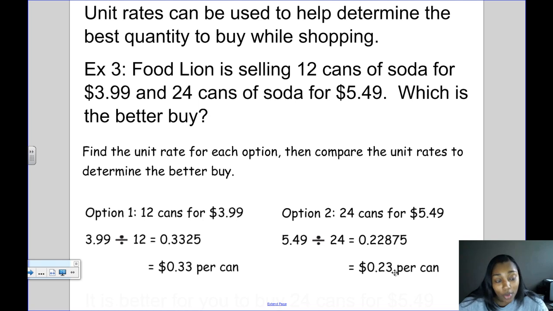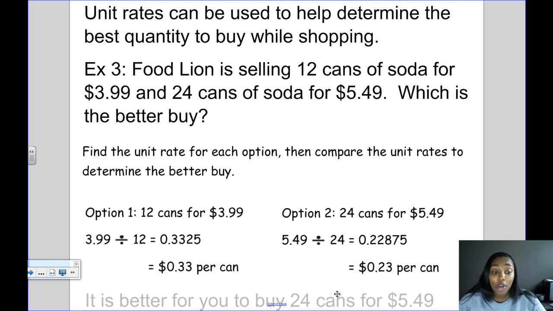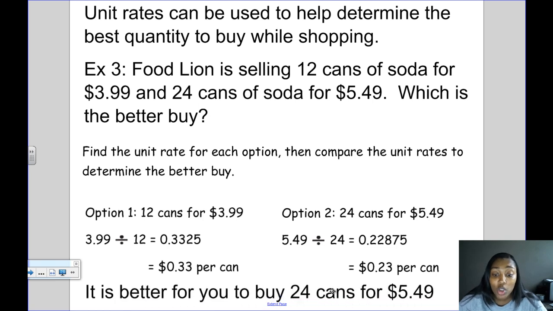So even though for the 24 cans of soda the total price is more expensive, if we look at how much we're paying for every single can in that box, it's actually cheaper for us to get option 2, because we're only paying 23 cents for every can, whereas in option 1 we're paying 33 cents for every can, which is 10 cents more for every single can of soda. So we would say that it's better for us to buy 24 cans of soda for $5.49. This is considered the better buy.